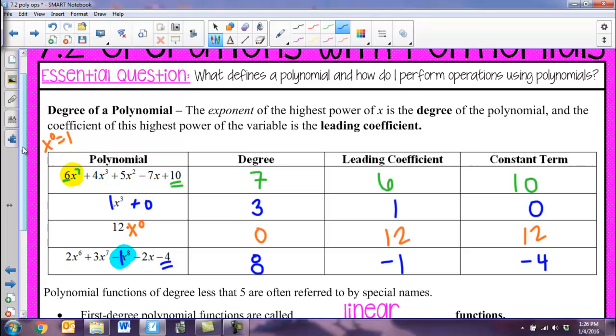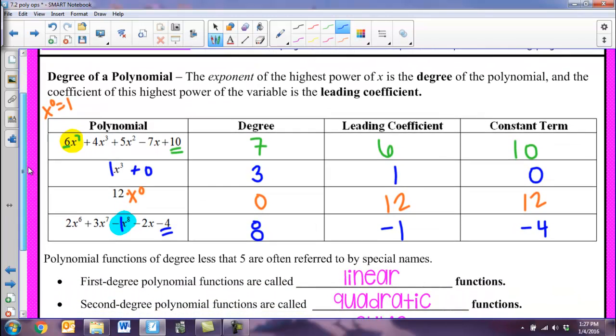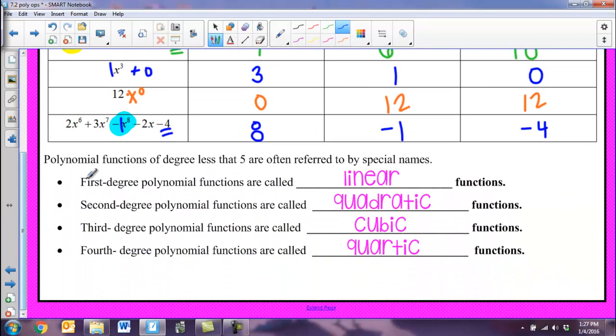Okay, so important part, finding the degree of a polynomial. The polynomial functions that you've seen before, if they have a degree less than 5, you might see them called certain things. So first degree polynomials are called linear functions. So that would be like if you had y equals x plus 3. Okay, this right here, the highest exponent on the variable is 1, so that's just 1x, so we'd have a linear function.